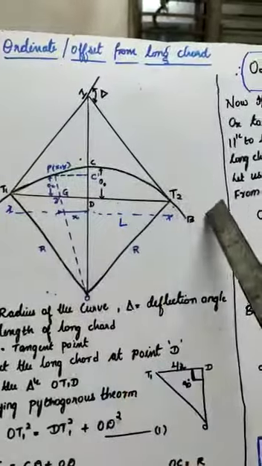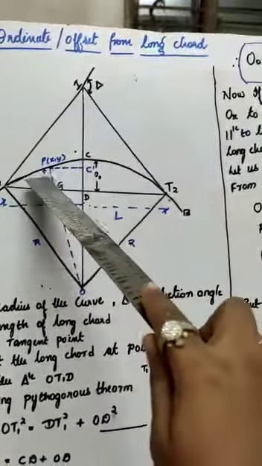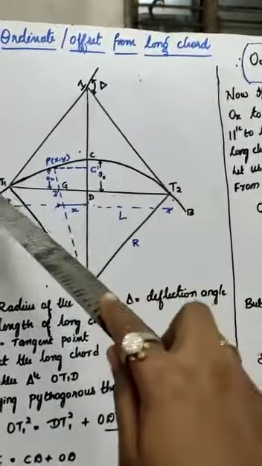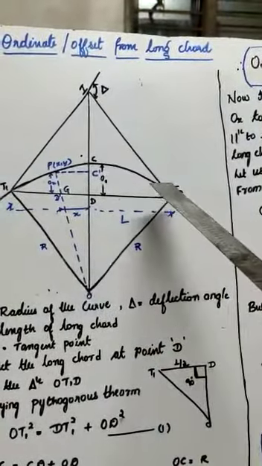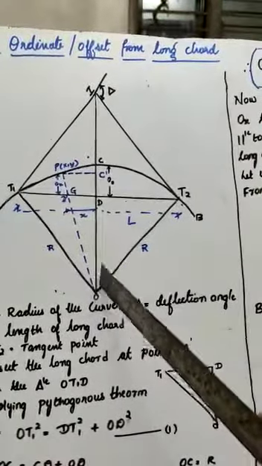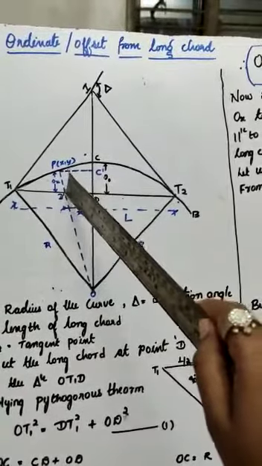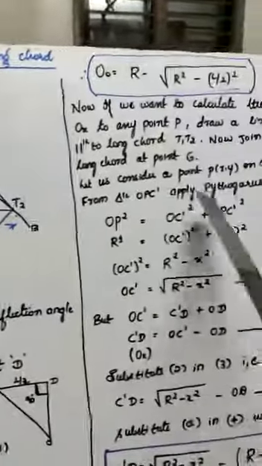Point P on the circle at the distance x, you need to draw a line PC dash parallel to the long chord T1 T2. After which you need to join the point O to P to cut this long chord at point G. That is what it is given.